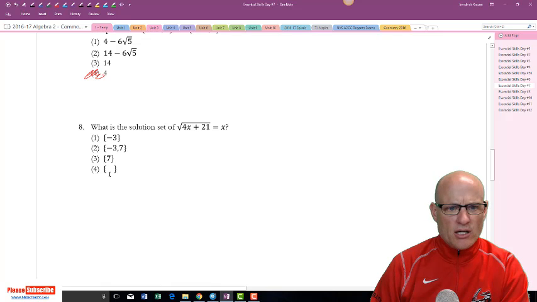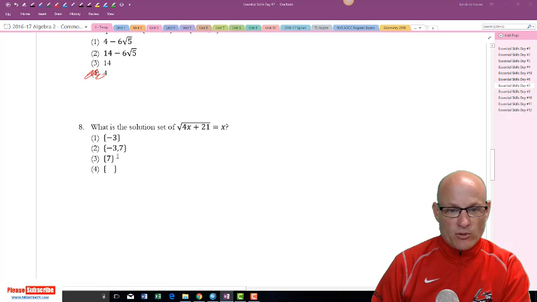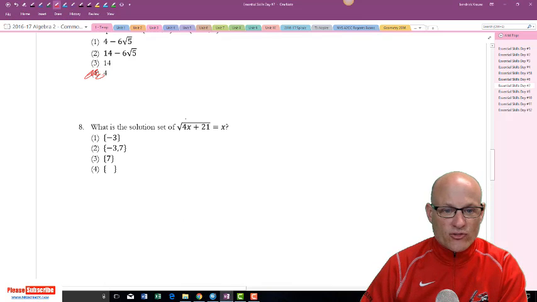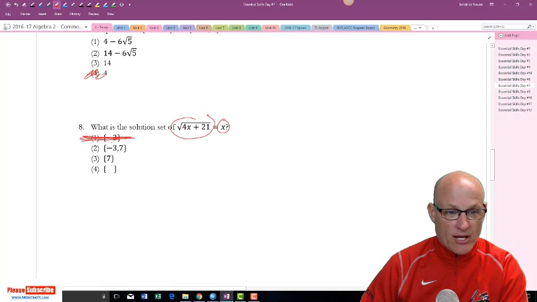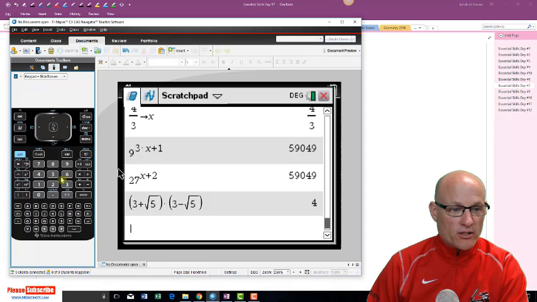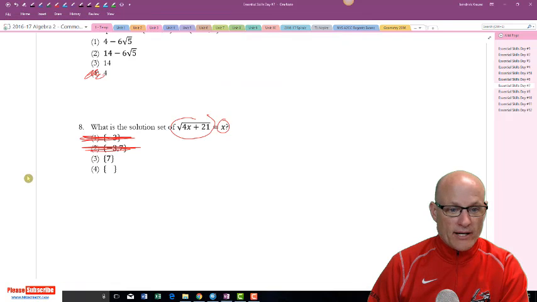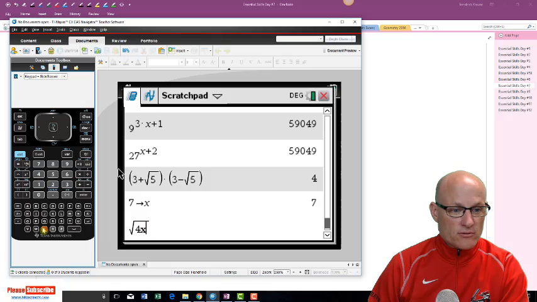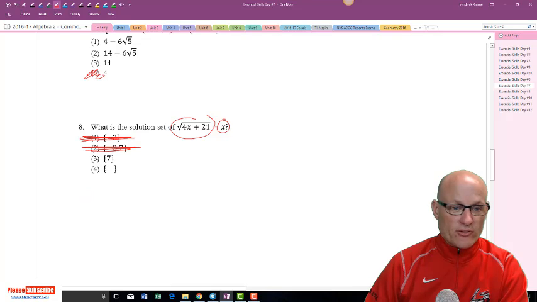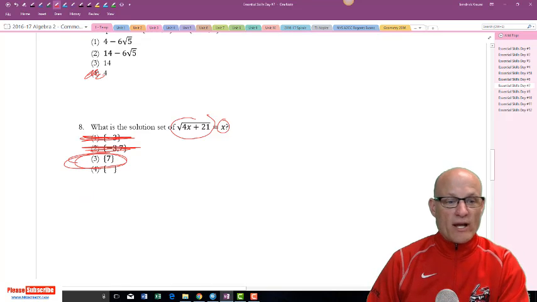And this one, so you've got to try -3 and 7. Let's see which one works. Now, there's no way you're going to take the square root of anything and have it equal a negative. So -3 can't work. So 7 is the only one that possibly can work. So let's see if 7 works. Control var x, and we're going to do control radical 24x plus 21. Does it equal 7? It equals 7. So the answer is 7. There's no way 3 is going to work.